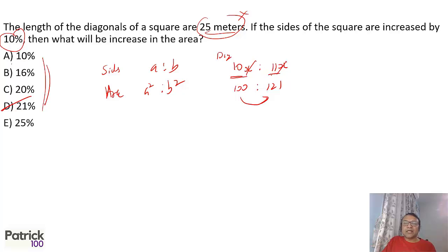The ratio of the diagonal is 10 is to 11 because of the 10% increase, same as the side. Diagonal is also like a length of a figure. So the ratio of the area will be the square of it, 100 is to 121, which is a 21% increase.